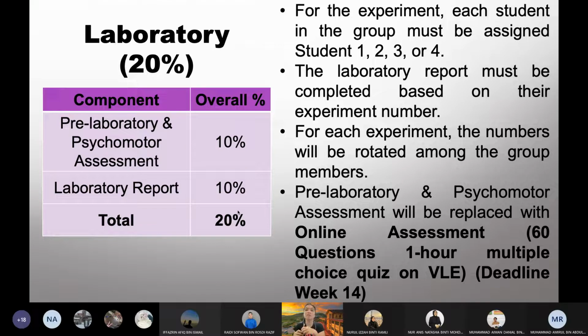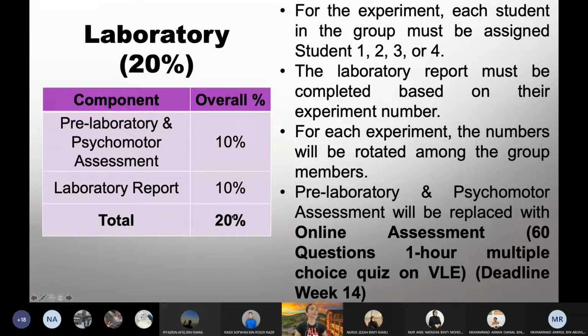Okay, so I think this is quite fair, and the questions for the online quiz are actually not difficult. It's just very basic questions. It's just to help you to score, to at least get that 10 marks from your lab psychomotor and pre-lab. So that's the main change in our laboratory assessment.